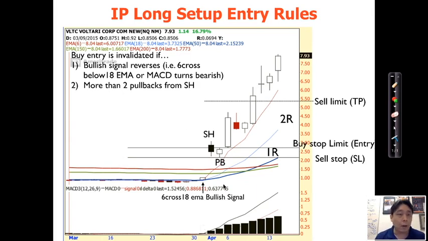Now what else can I talk about? Do note that the buy entry is invalidated if the bullish signal reverses. Okay, what does it mean? That means when the 6 EMA crosses below the 18 EMA, or the MACD turns bearish, the trade is invalidated and we have to cancel our order. Or if we have more than 2 pullbacks from the swing high, so swing high, pullback, another pullback, not valid. All right, so do take note of that.